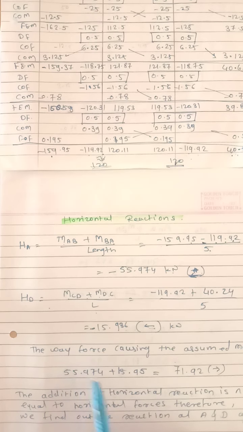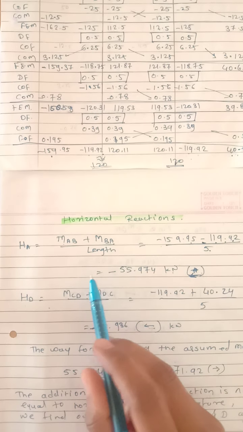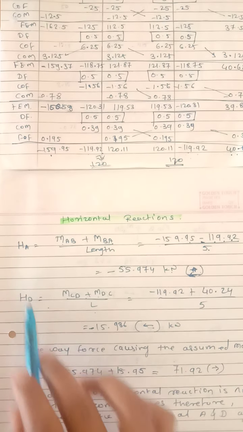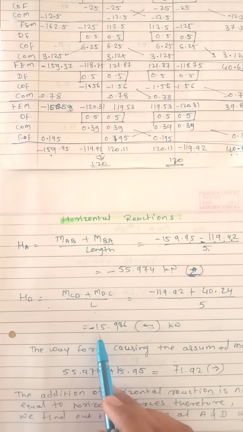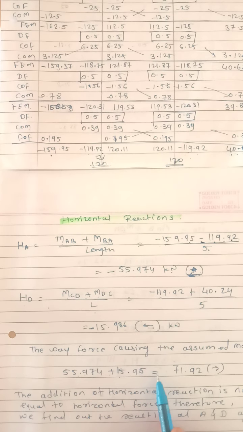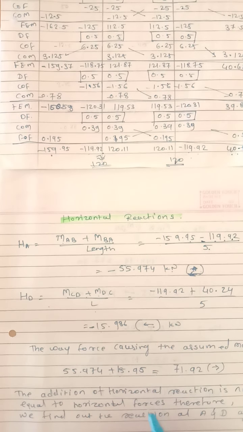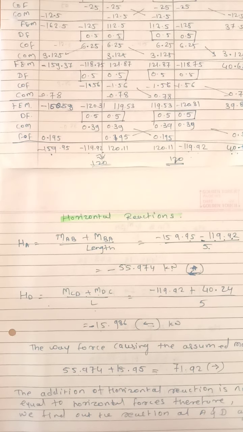So for the sway force causing the assumed movements, we add these horizontal reactions. First, the horizontal reaction at member A is 55.97 plus the horizontal reaction at member D is 15.95, which is equal to 71.92 on the right hand side. So the addition of horizontal reactions is not equal to the horizontal force, that is 200 kilonewton. That's why we have to find the reactions at points A and D again.